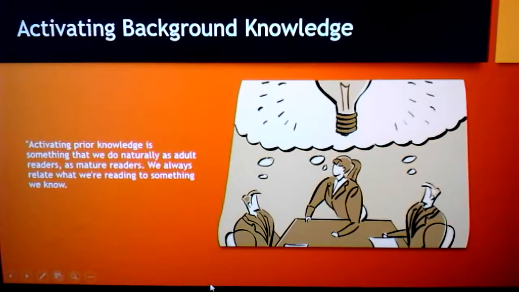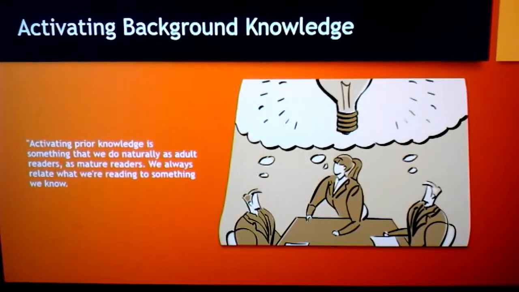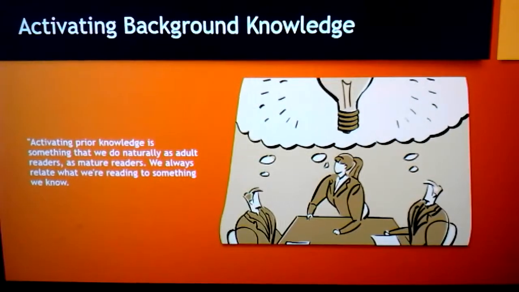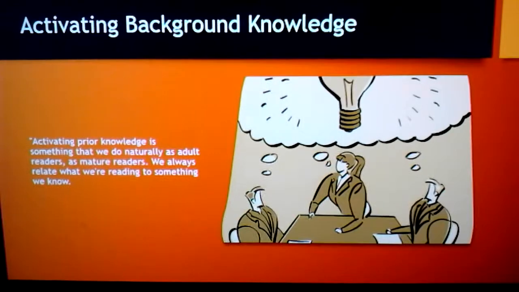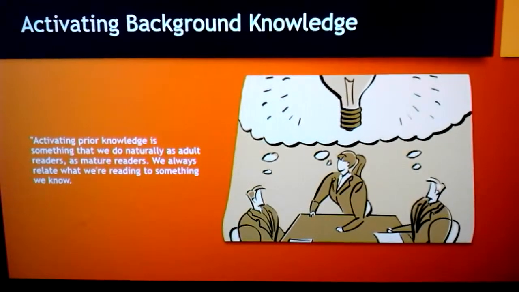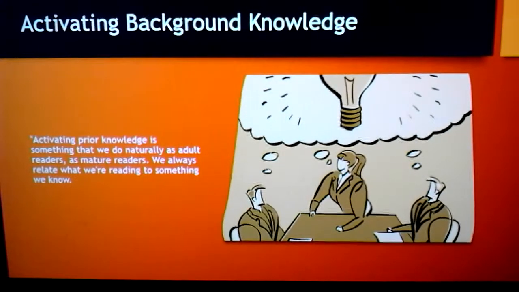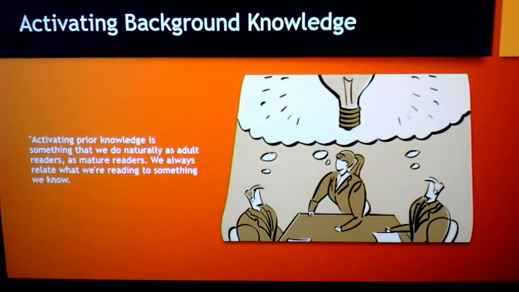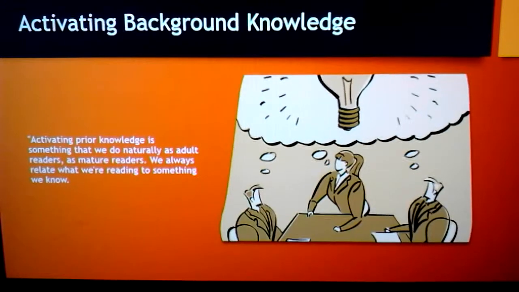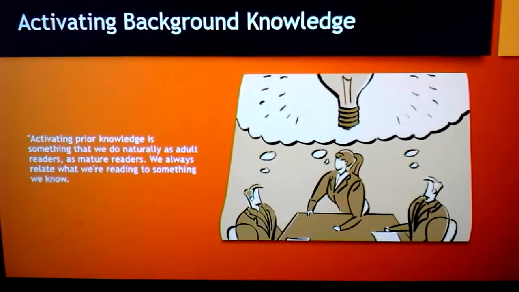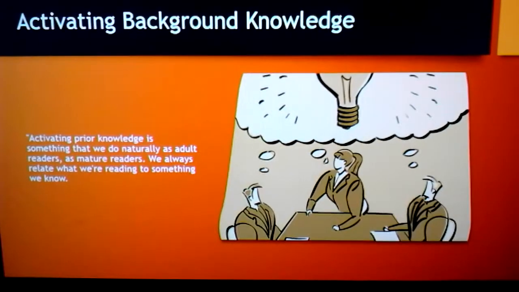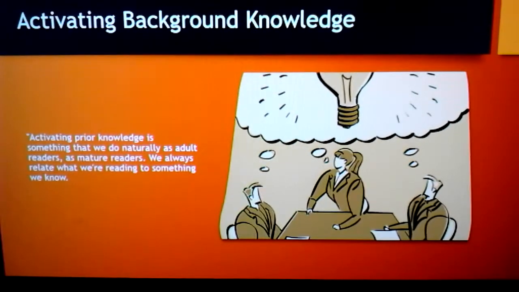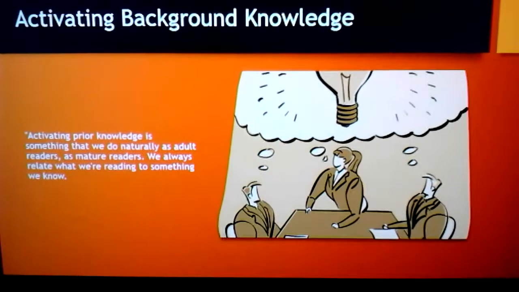The next thing is activating background knowledge. Activating prior knowledge is something that we do naturally as adult readers. As mature readers, we always relate what we're reading to something we know. For example, I was going through the grocery store and I saw a book that said lose weight fast, and I thought about my prior knowledge and me struggling with trying to lose weight and how it never worked. So that grabbed my attention, which caused me to be engaged, and I ended up wanting to purchase the article and read it.